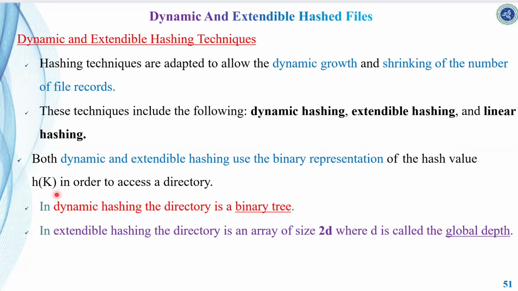Okay. So here the hash value h of k is used in order to access the directory. There is another term called directory; you can see it in the next slide. In dynamic hashing, the directory is a binary tree, whereas in extendable hashing, the data structure used for the directory is an array of size 2^D. What is the value of D? D is the global depth. So what is the global depth, what is this directory? We can discuss all the terms.